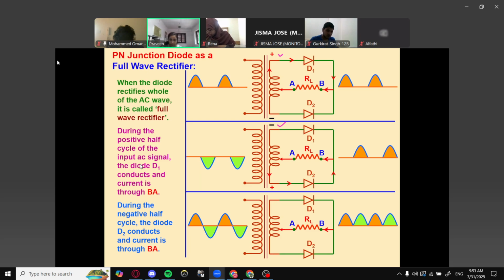Okay, draw the third diagram. Here also you need to draw only the third diagram. No need to draw the entire one. Only draw the last diagram. This diagram only you need to draw.